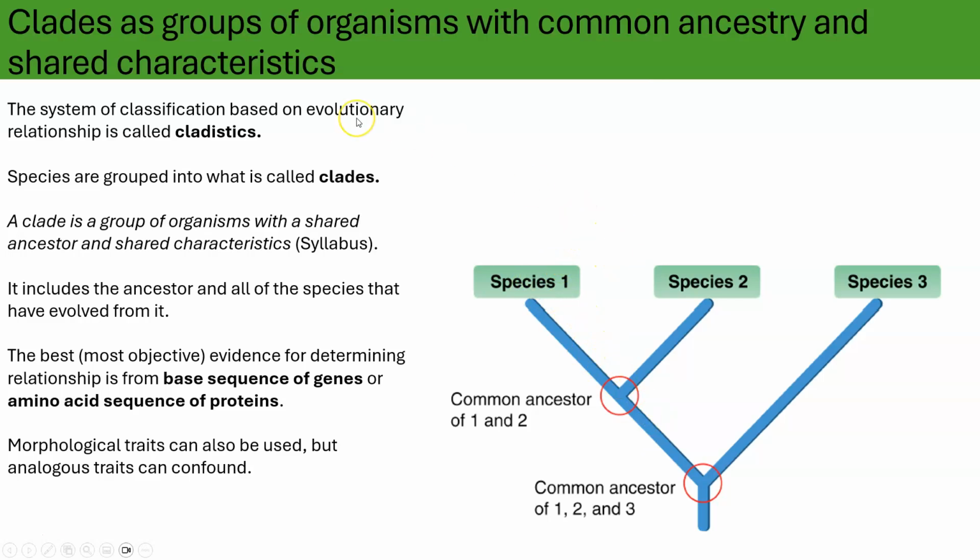Okay, so what you need to know then is that cladistics is the new way of doing classification. It's the way of classification based on evolutionary relationship. So that's what you should write down, that cladistics is the system of classification based on evolutionary relationship.